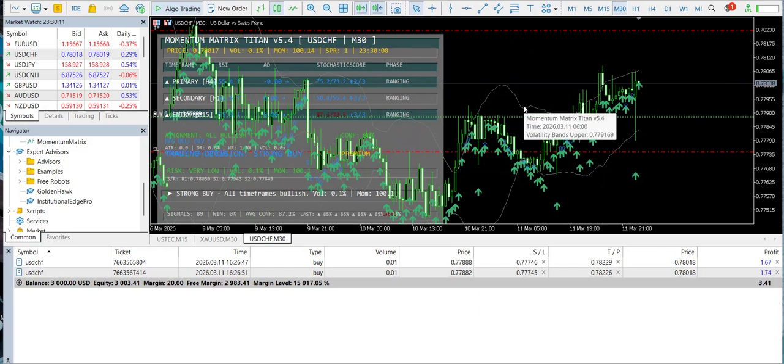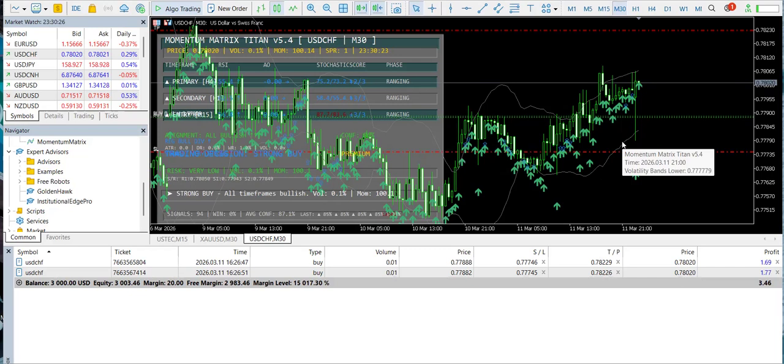these volatility bands. They help you to read the volatility of the market. Okay, so these are volatility bands. This is the lower one. This is the upper one. This one acts as a dynamic level of demand. This one as supply.